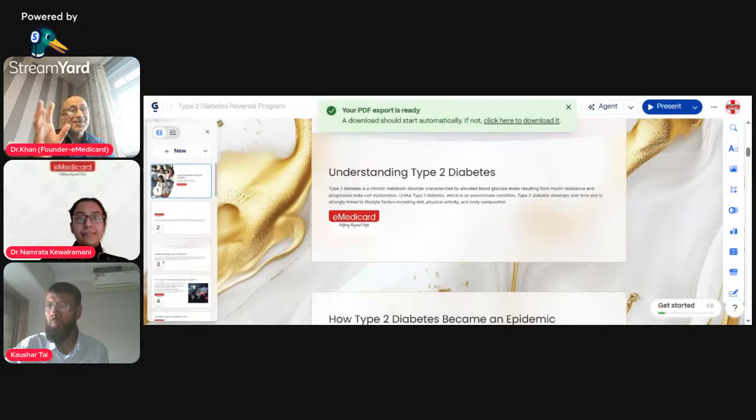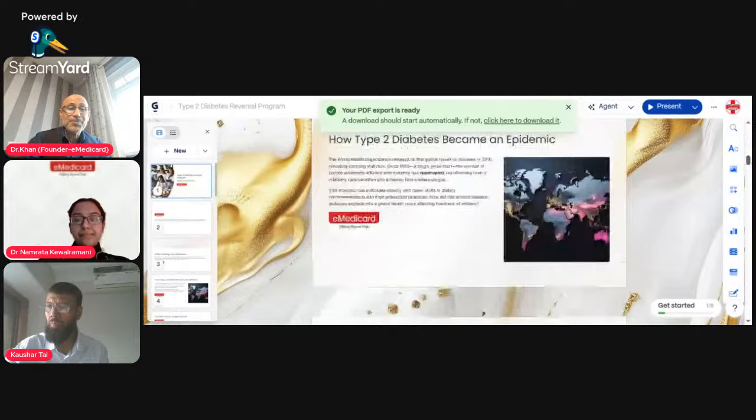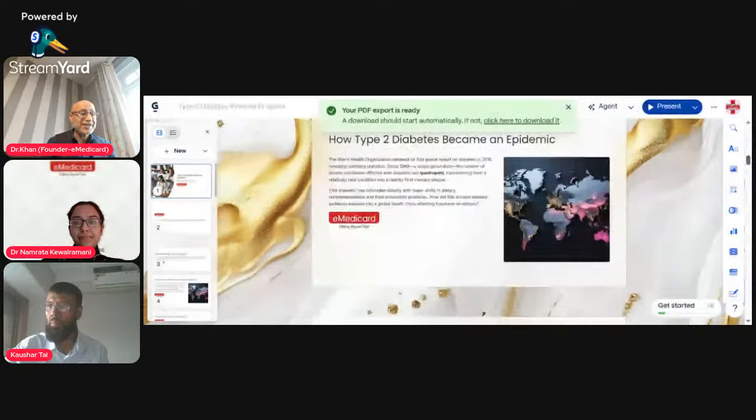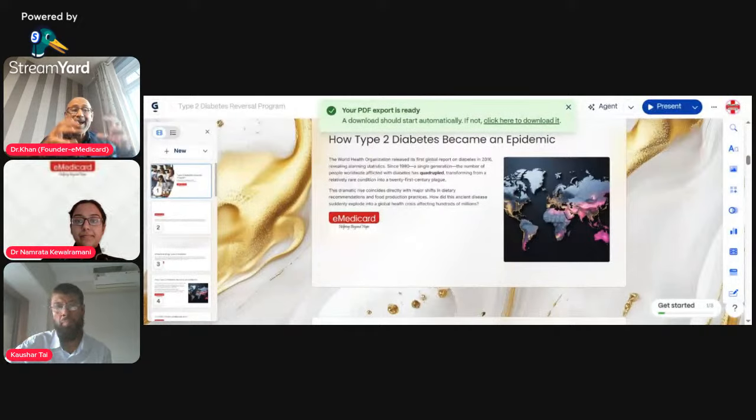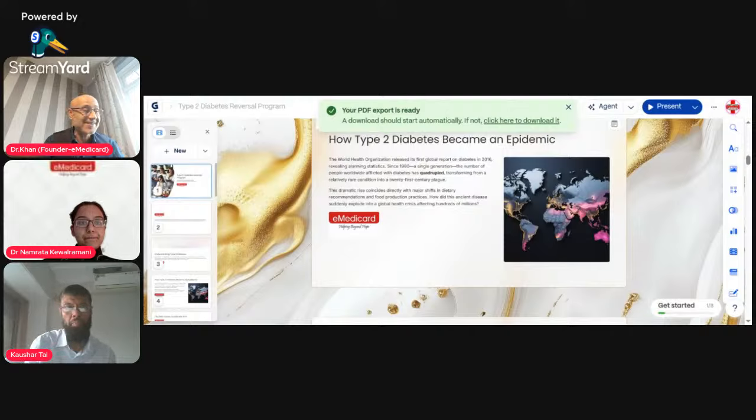How type 2 diabetes became a global epidemic. Just in a single generation, the number of people worldwide suffering with diabetes has actually quadrupled, isn't it? That means a disease which was very rare in the 1970s and 80s has become the epidemic of the 21st century. This is an alarming situation for type 2 diabetes, isn't it? The dramatic rise coincides directly with shifts in diet. So why did it happen? Why are we seeing so many cases around the world?